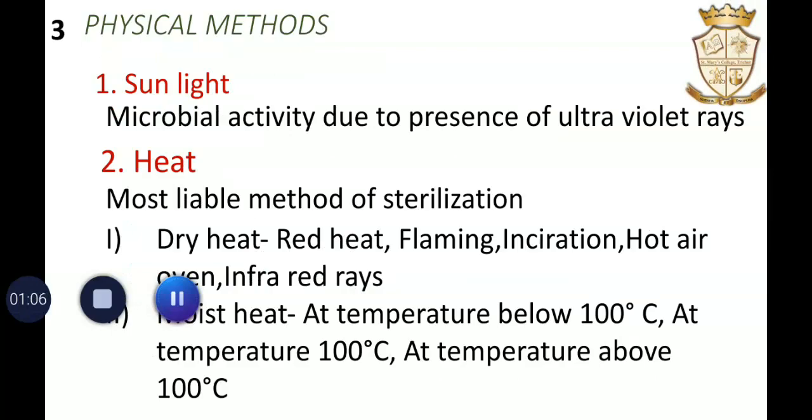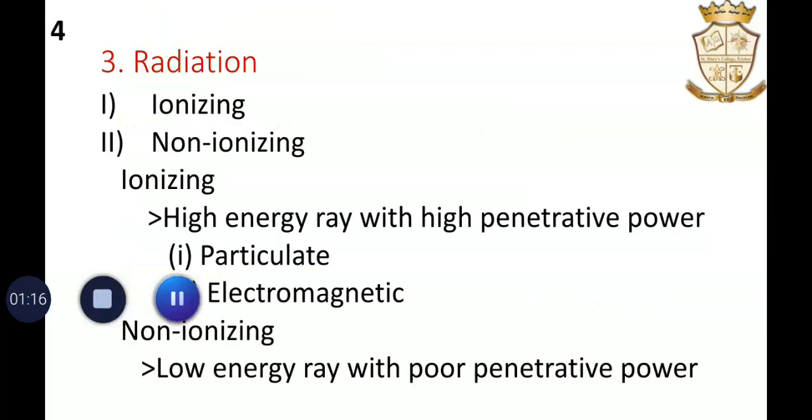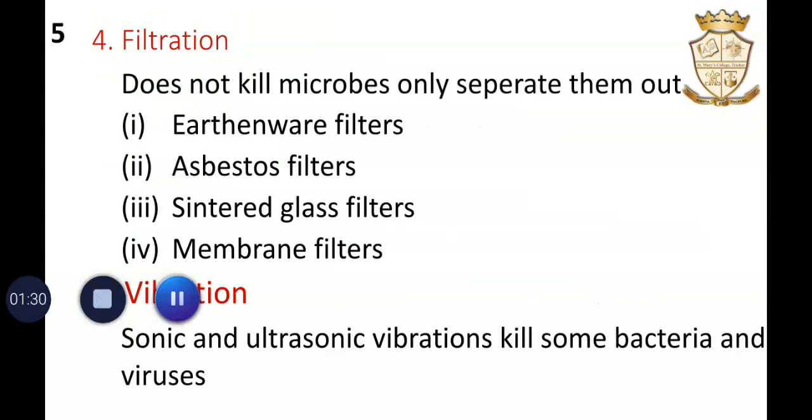Next one is moist heat. It includes temperatures at 100 degrees, below 100 degrees Celsius and above 100 degrees Celsius. Next one is radiation. It includes ionizing and non-ionizing. Ionizing means high energy rays with high penetrating power. It includes particulate and electromagnetic. Next one is non-ionizing. It is low energy rays with poor penetrating power.